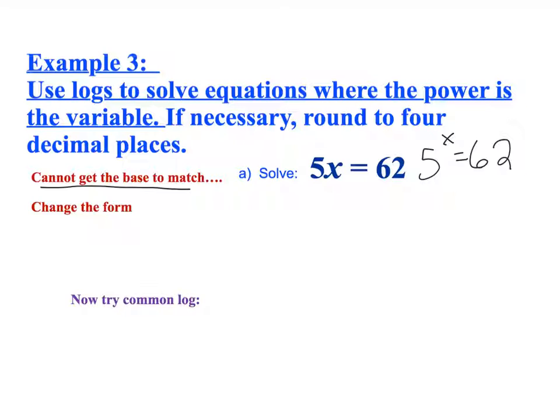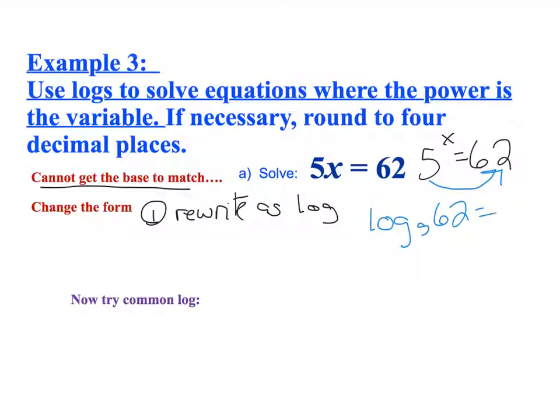Now the first step we want to do is rewrite it as a log. So you might want to add this to your notes. So rewrite it as a log. So we know we're going to have a log base 5 of 62 equals x. Okay, so now I have it as a log.